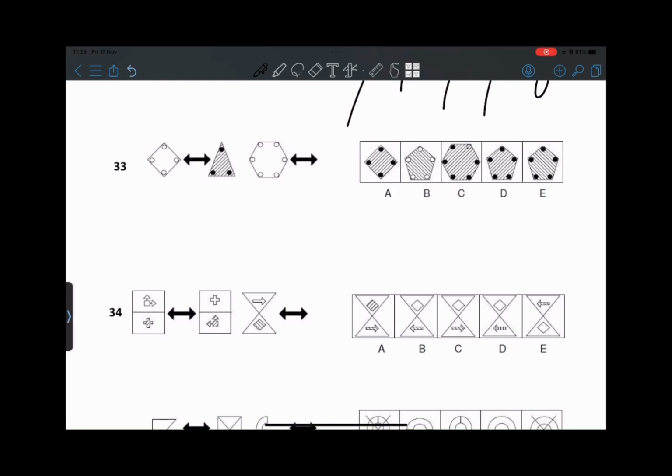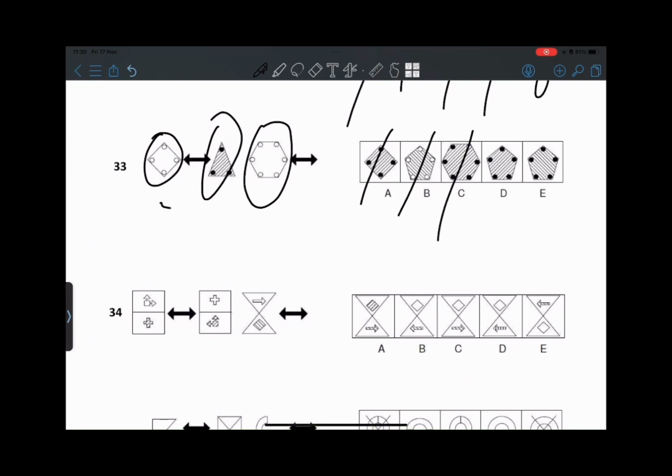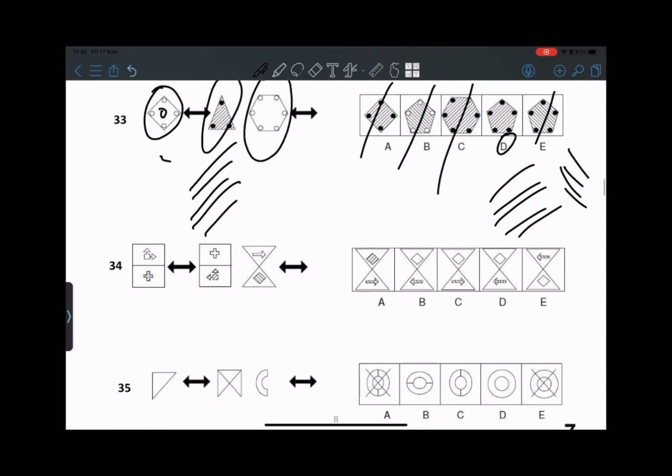Square. So it loses one side to become a triangle, so this one's going to go from a hexagon to a pentagon. The circles switch colours, so the circle should be black. It goes from white to being shaded like this, so we have to look for one that's shaded like this, and E is shaded the wrong way, shaded like that. So you're left with D.